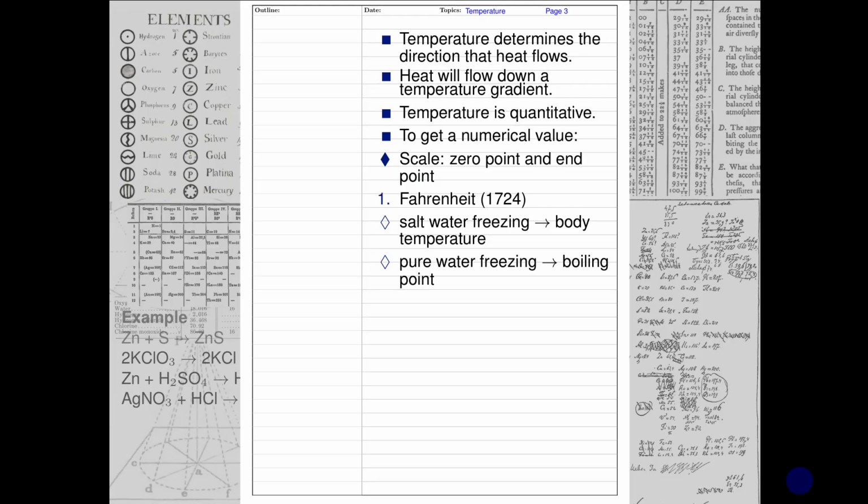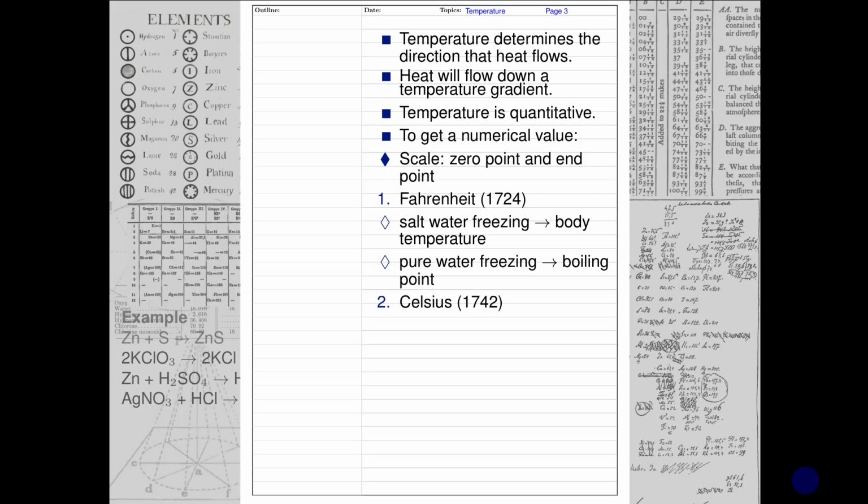Later on, he did adjust his scale so that the 0 point corresponded to 32 degrees Fahrenheit, which was the freezing point of pure water, and the upper reference point was 212 degrees Fahrenheit, which was the boiling point of water. So these reference points were more reproducible in other labs, and that's the reason he ultimately changed.